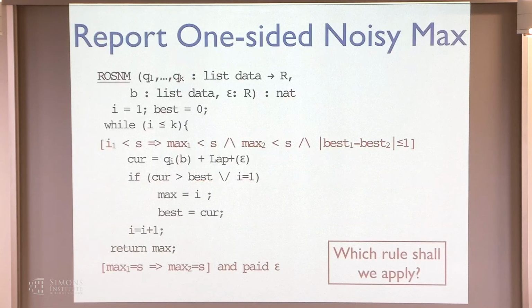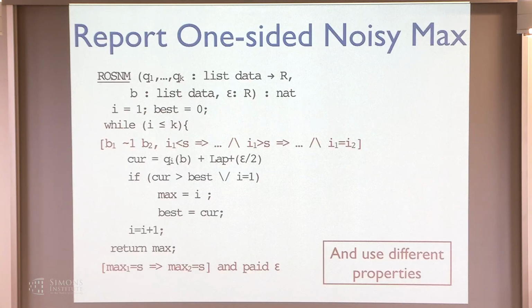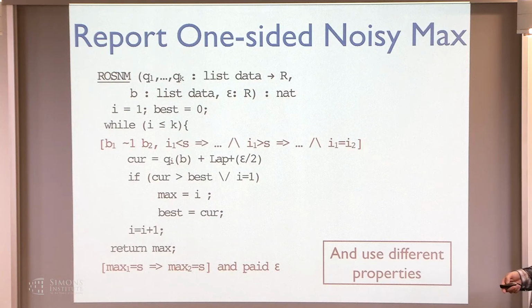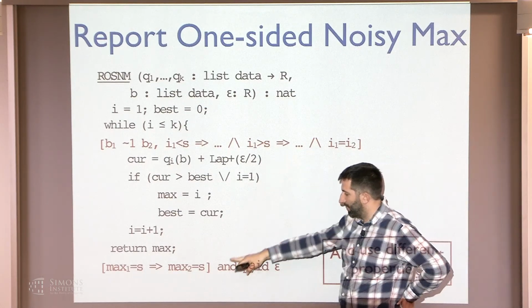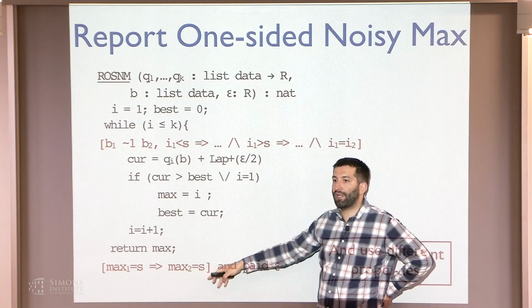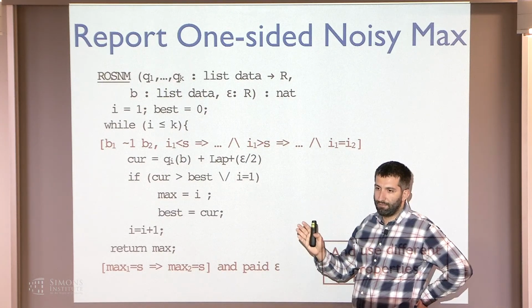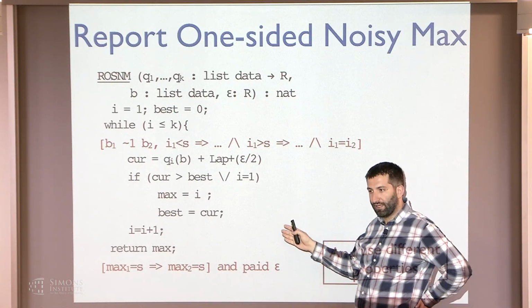I will not go through this, but the key point of report noisy max is that we need to proceed by cases. So what we do is mainly to think about it in this way. Now we are reasoning about S. So we can think about the loops before S, the case S, and then the loop after S.